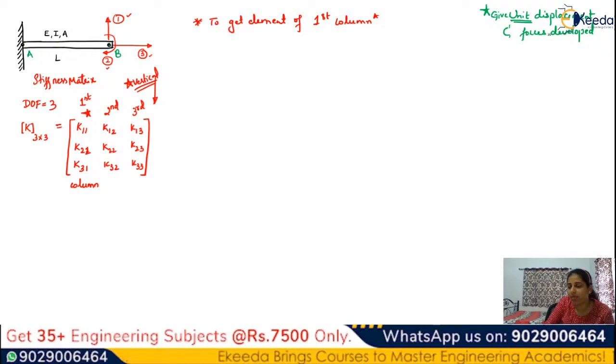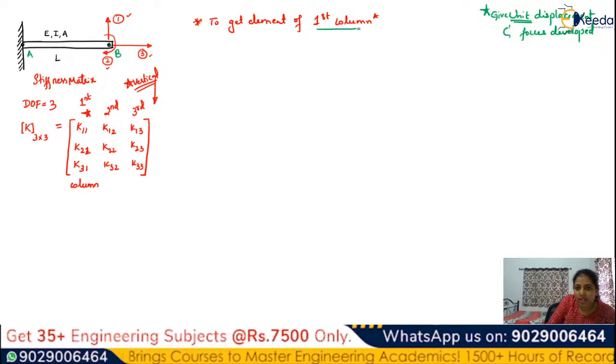Now what does that mean? Now see here, we are doing the first column. So what is the first coordinate we have? We have a vertically upward coordinate, that is our first coordinate. So to get all the first column elements, it is related to your first coordinate. So totally there are 3 coordinates. For the first column, it is related to your first coordinate. Now what you have to do is assume this beam.